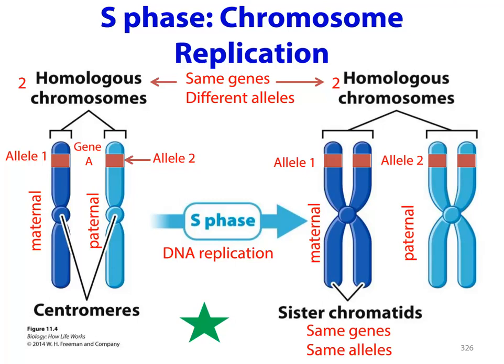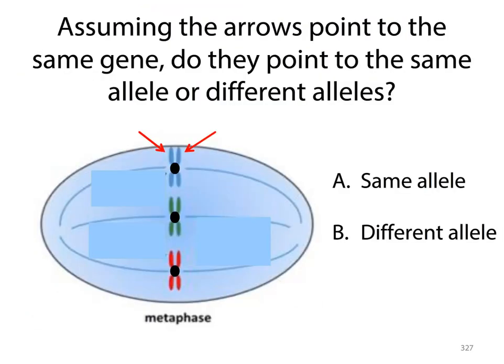They go through the DNA replication, S phase. Then you end up with 2 sister chromatids, same genes, same alleles that come from mom. 2 sister chromatids, same genes, same alleles that come from dad, or the paternal. Hopefully all of this makes sense. By the way, what's a tetrad again? Make sure you know. Oh, here's an excellent application question.